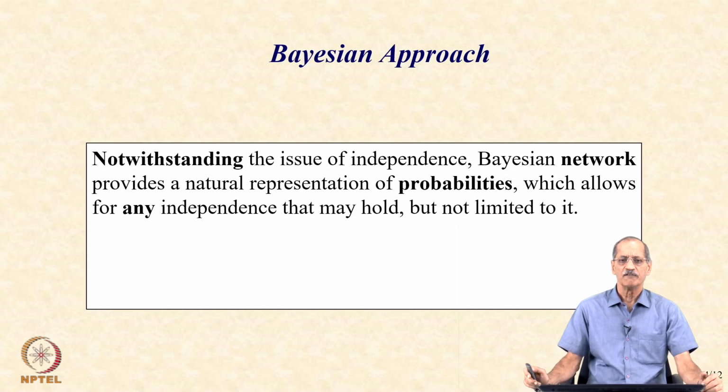Of course, even if you keep this issue of independence aside, the Bayesian network provides a natural representation of probabilities which allows for any independence that may hold, but is not limited to it, which means the Bayesian network is a framework within which if the probabilities are independent, fine. If they are not independent, they are still fine. It is able to take care of it in a reasonable manner.